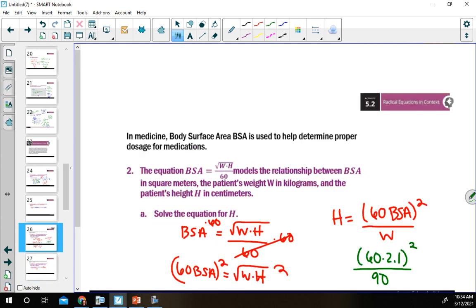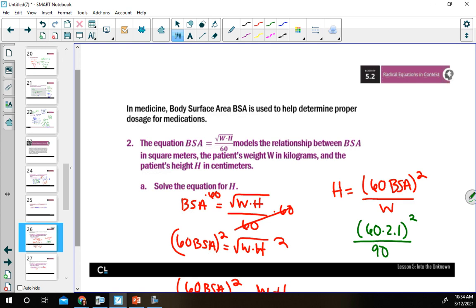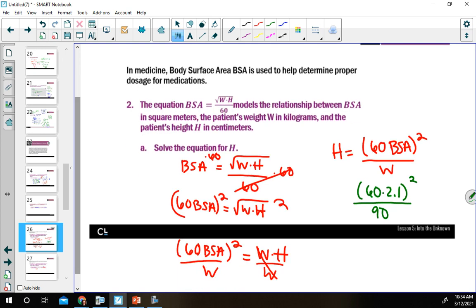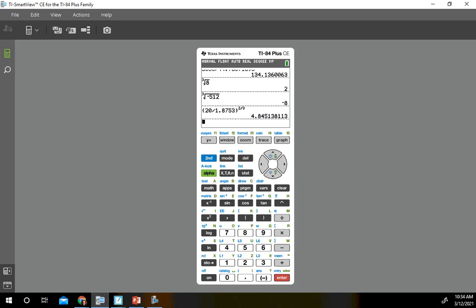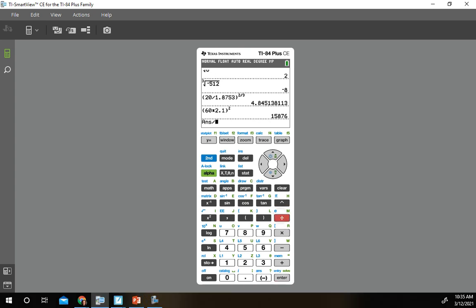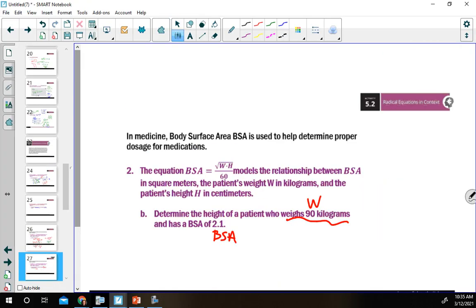So we're going to type this in our calculator. I'm going to type the top in first, press enter, then divide by the bottom so I don't do too much at once. So I'm going to do 60 times 2.1, then I'm going to square it. Then I'm going to press enter, then divide by my 90 so that it doesn't try to divide by 90 just at the end. So 176.4 is going to be the answer to this. Oops, 176.4, and then we got to check, what am I trying to label this here? We're doing height, so centimeters.